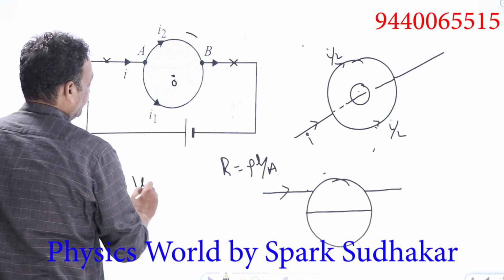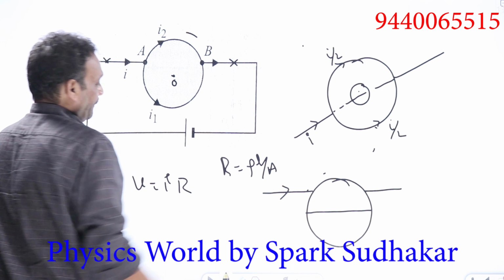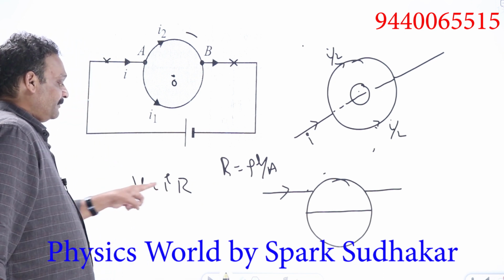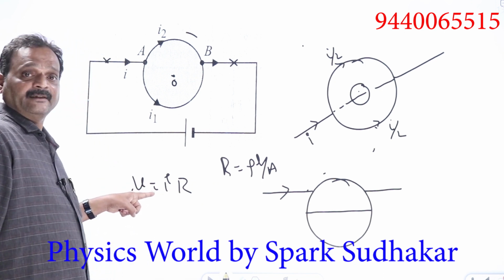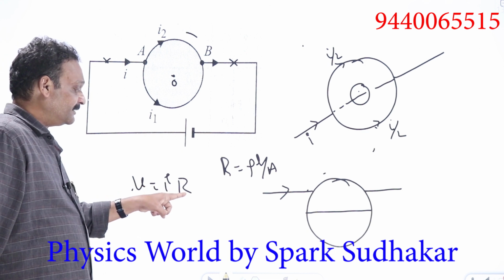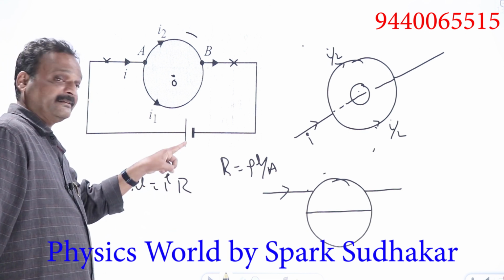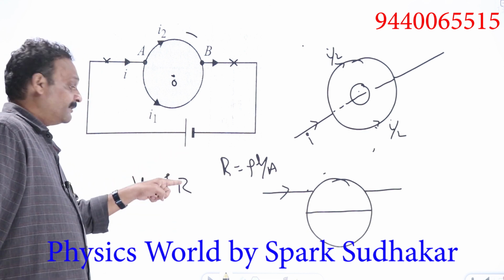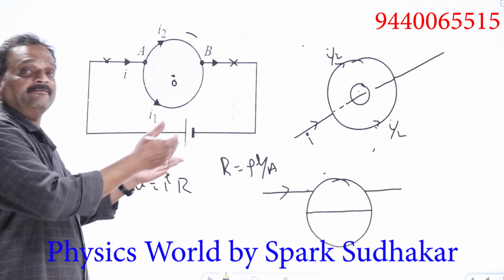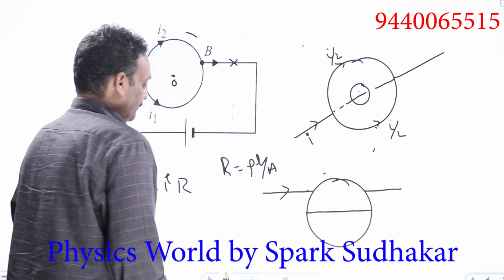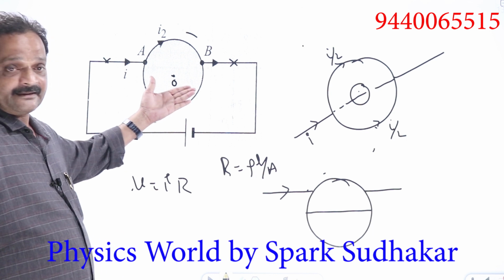V equals IR. V is the same, R is different, which means I should also be different. For whichever segment the resistance is more, current will be less. For whichever segment the resistance is less, current will be more. So this is one type of problem you can expect.